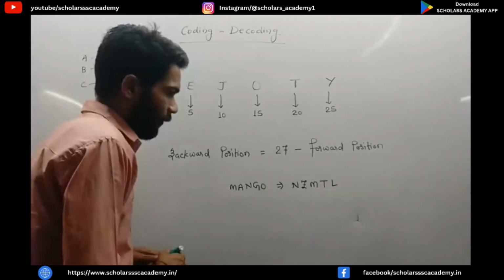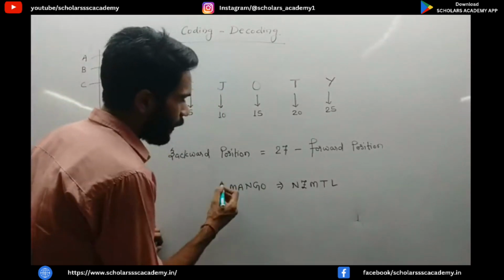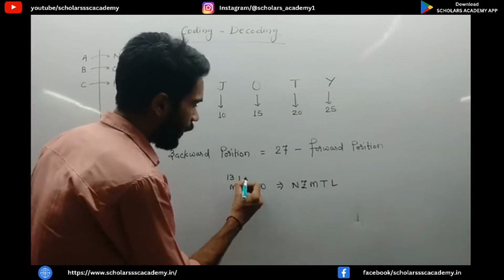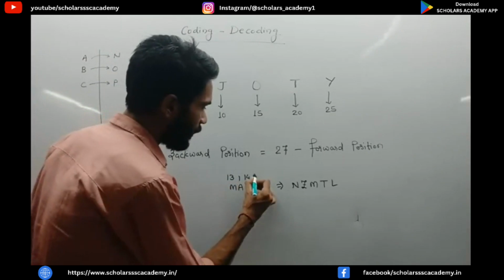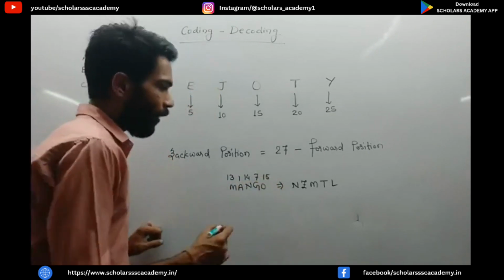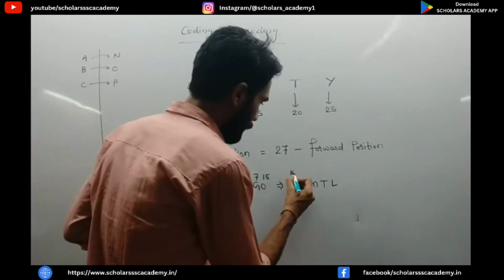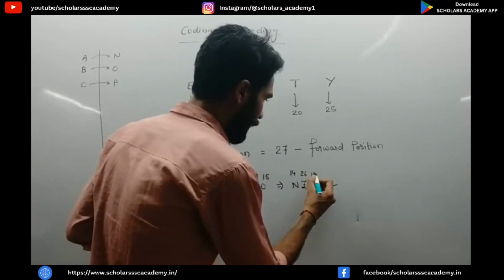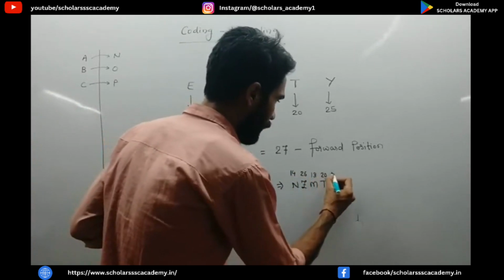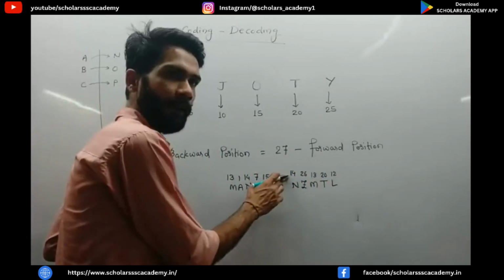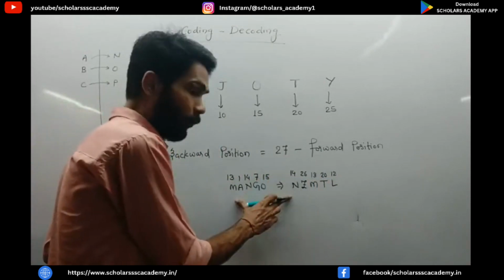Clear? If you are stuck in some question, it's better to write the position of the alphabet. M is 13, A is 1, N is 14, G is 7, O is 15. Okay. Now when you see here, this is 14, this is directly 26, this is 13, this one is 20, this one is 12. So when you see the sum of the first and first letter, it is 27, which means they are opposite to each other.